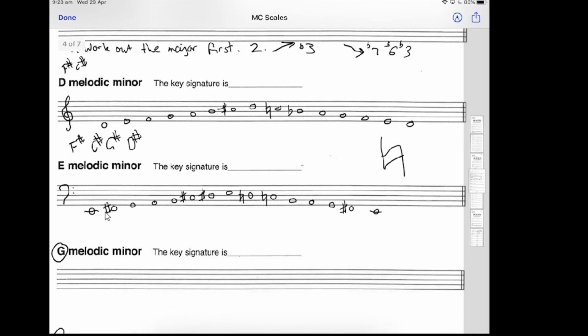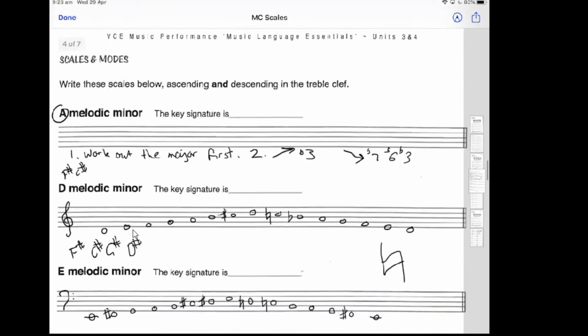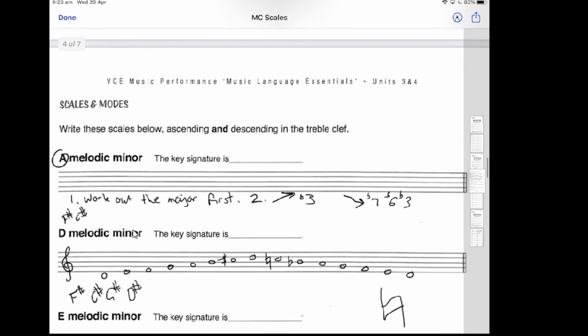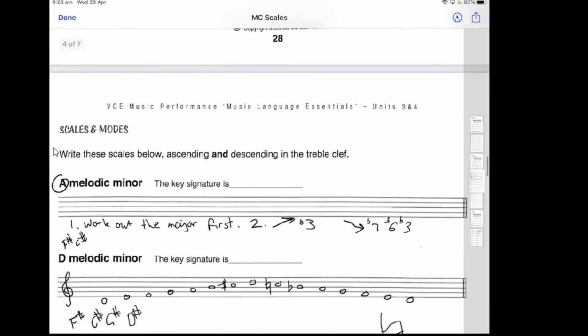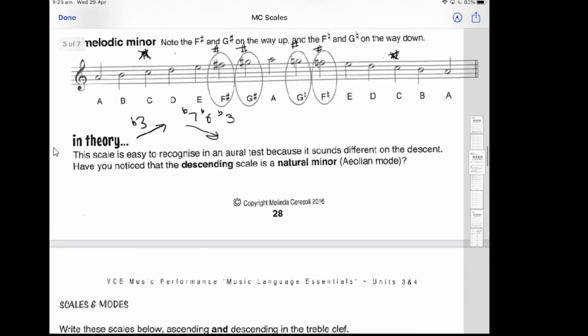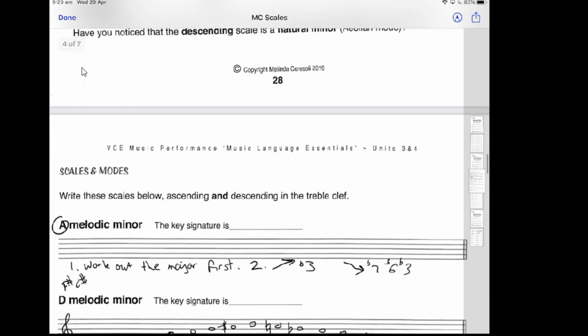So, from there, I'm going to ask you now to do these remaining scales. This first one is actually given to you. I'm actually going to be mean. Not mean, just make things a bit more challenging. It was given to you on the previous page in treble clef. I'm going to give it to you in bass clef on this question here.